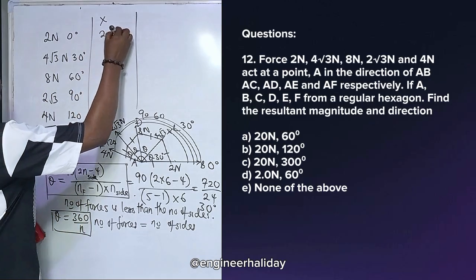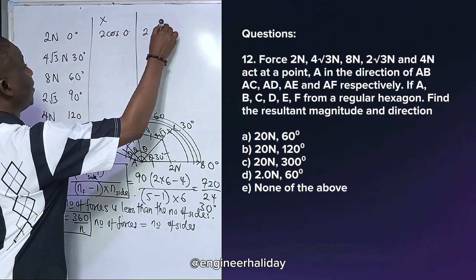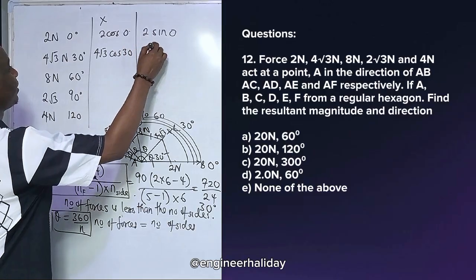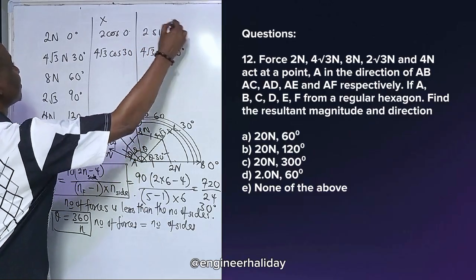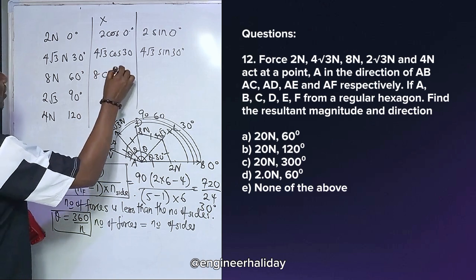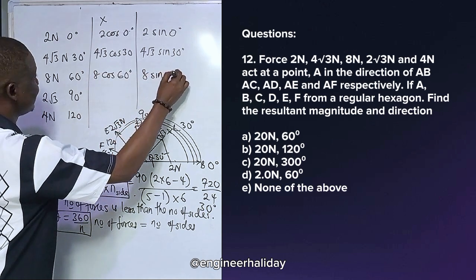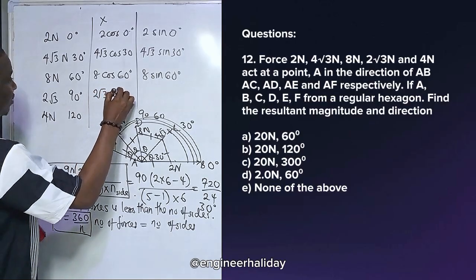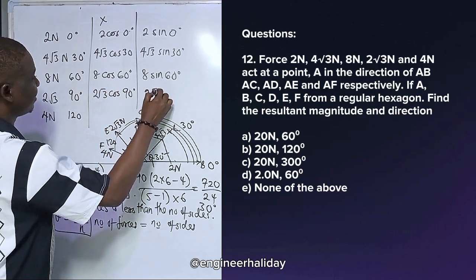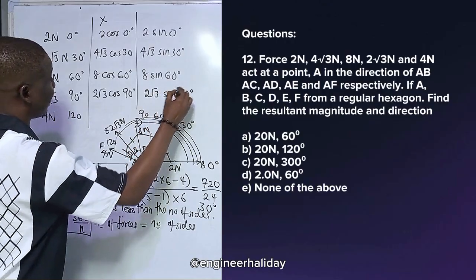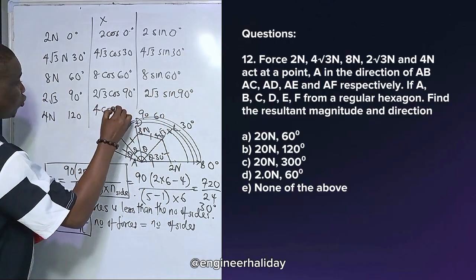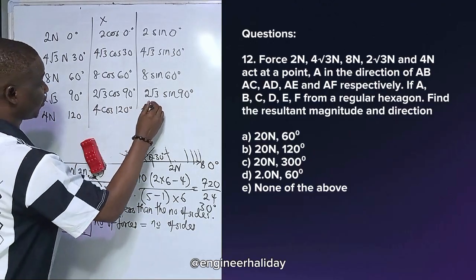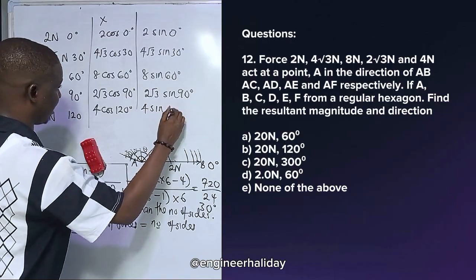So here will now be 2 cos 0, 2 sin 0. Here, 4 root 3 cos 30, 4 root 3 sin 30 degree. Here will now be 8 cos 60 degree, 8 sin 60 degree. The next one is 2 root 3 cos 90 degree, 2 root 3 sin 90 degree. There is 4 cos 120, and 4 sin 120.